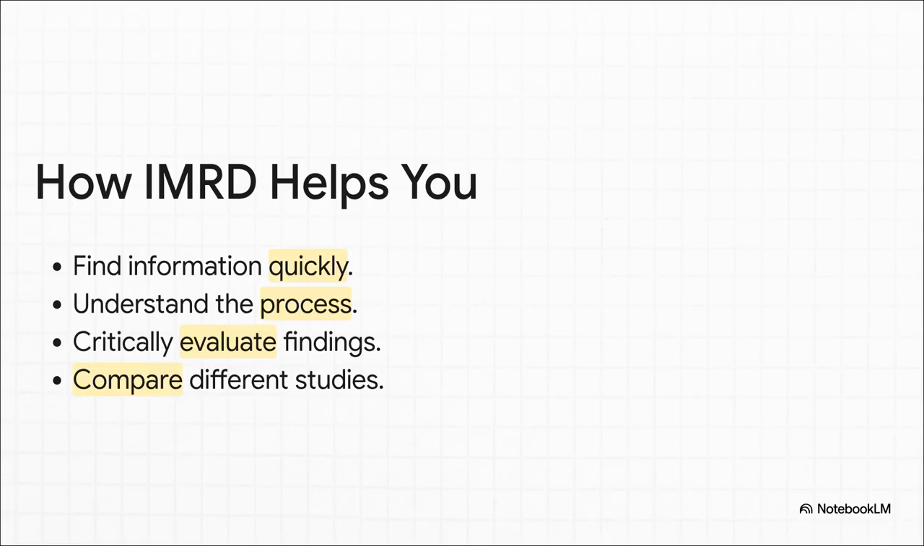And with this map, you can do so much. You can find information way faster. Need to know the main point? Boom, go to the introduction. Want to see the hard data? Jump straight to the results section. It helps you really understand how they did the research, which means you can think critically about it. You can even start comparing different studies to see how they stack up.